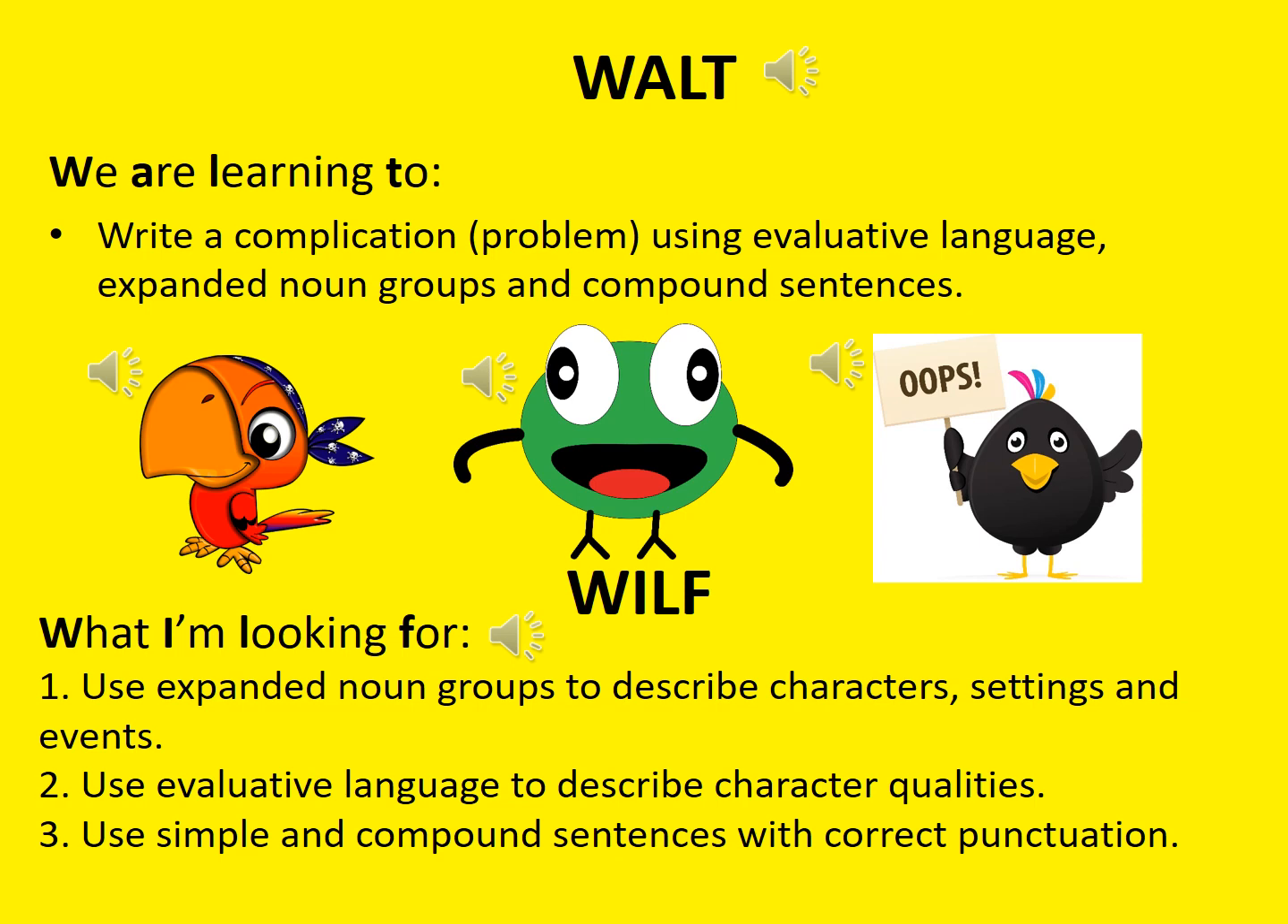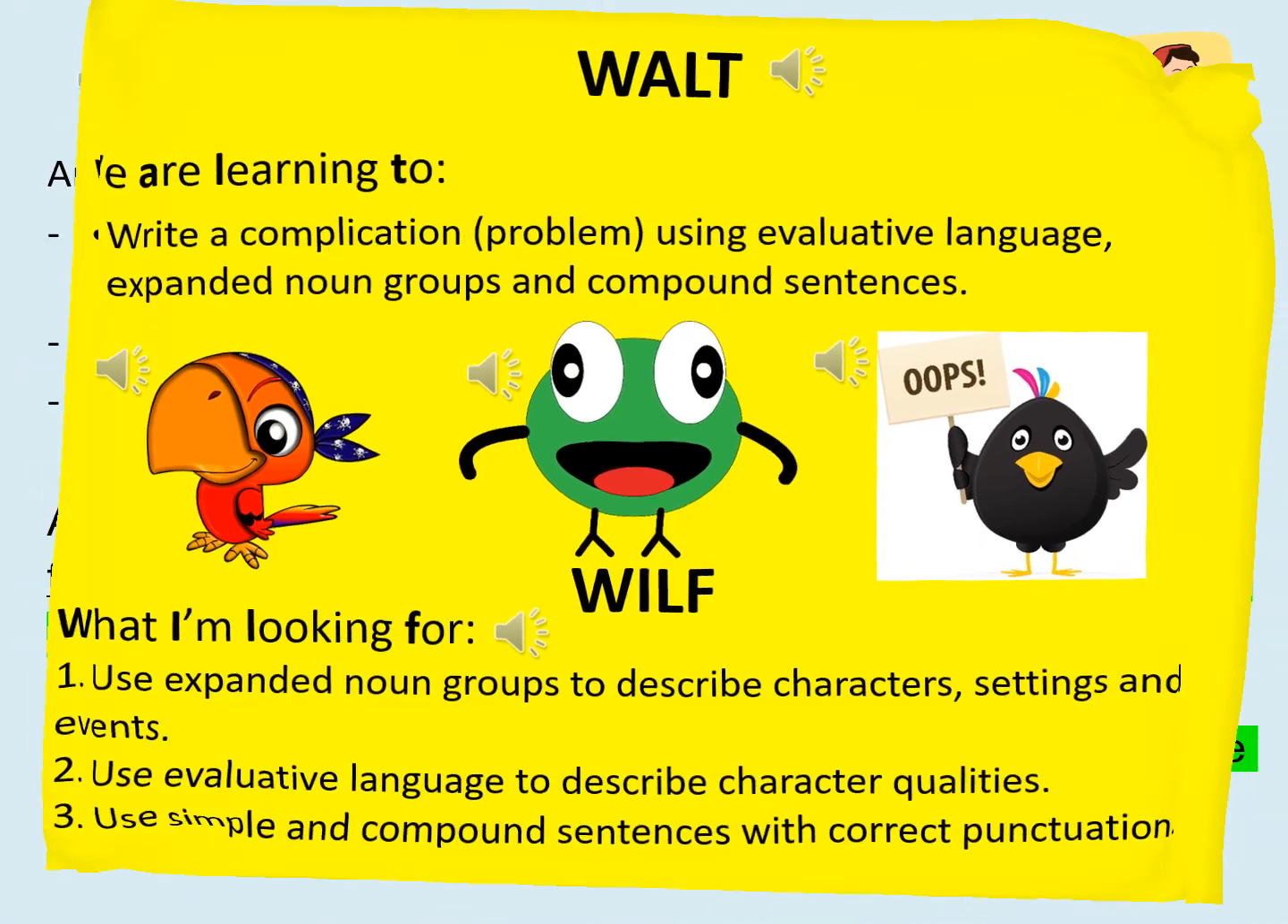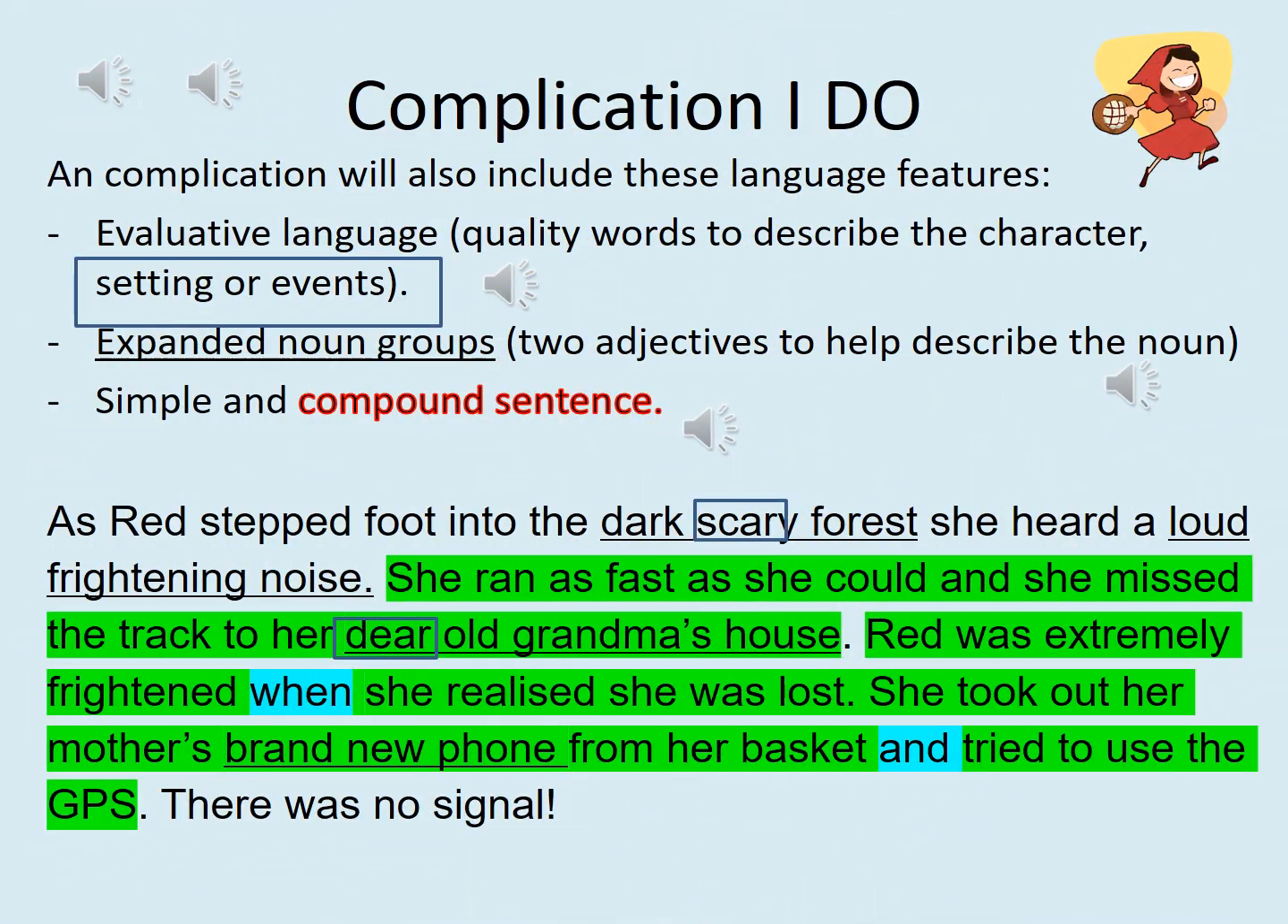What I'm looking for. Use of expanded noun groups to describe characters, settings, and events. Use of evaluative language to describe character qualities. And use of simple and compound sentences with correct punctuation. The language features of a complication are the same as an orientation. So you still use evaluative language, expanded noun groups, simple sentences, and compound sentences.